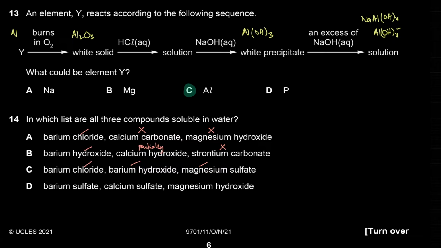For sulfates, the solubility decreases down the group. So even calcium sulfate is partially soluble. Barium sulfate is insoluble. Same with strontium. But magnesium sulfate is soluble. So the answer is C. Okay.